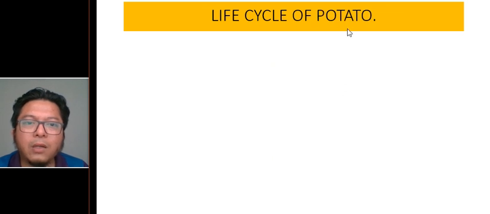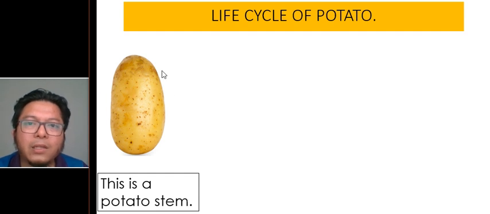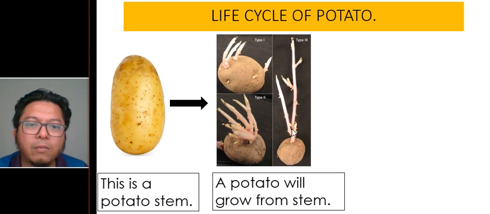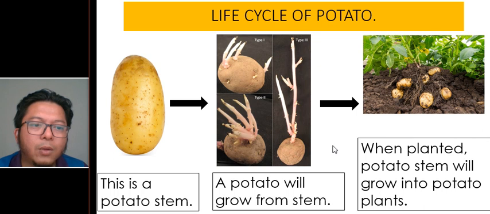So next, life cycle of potato. This is a potato stem. Now this is the stem. Even though it's underground, it is called stem. It grows underground. Yeah. A potato will grow from stem. It grows like this. This is a stem, so it grows plants. And when planted, potato stem will grow into potato plants, and you will have more potato.